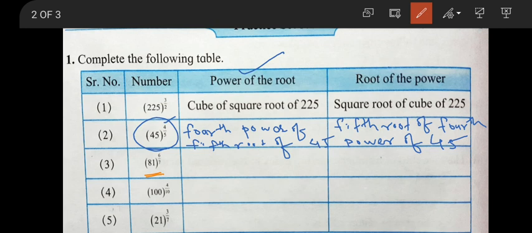In this fraction 6 upon 7, 6 is nothing but power and 7 is nothing but root. So we'll write the power first. What is the power? 6. So we can write 6th power of what root? 7. Okay, so 7th root of what is the number? 81. In the same way root first. Root means denominator's number, that is 7.